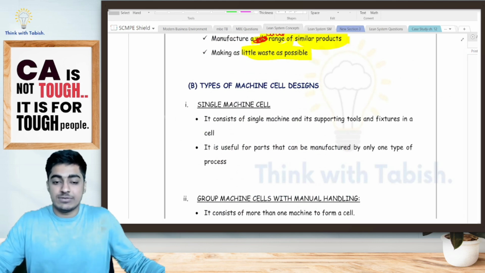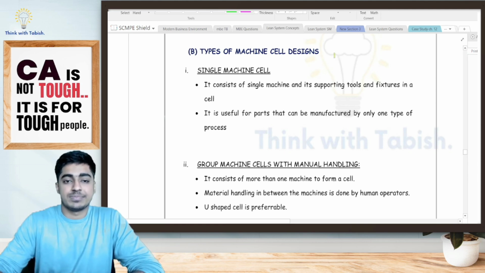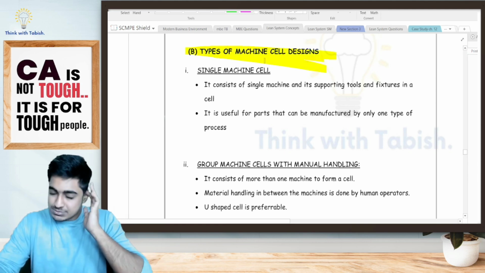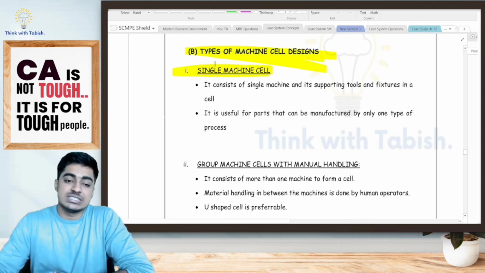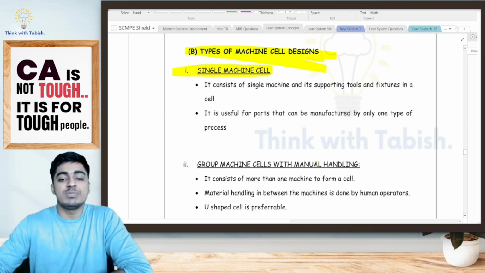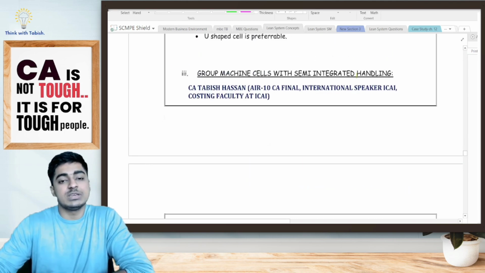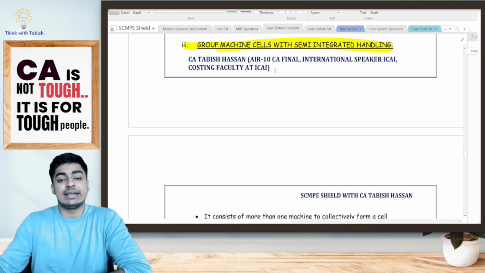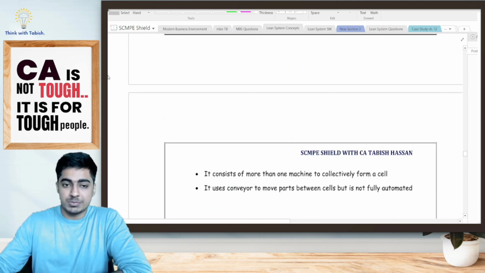Should we continue, everyone? Now, different types of cell designs could be there. So what are the different types of cell designs? Either we will have only a single machine cell, or group machine cells with manual handling, or group machine cells with semi-integrated handling, or a flexible manufacturing system. Four different types are possible.